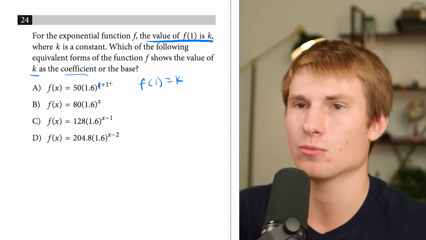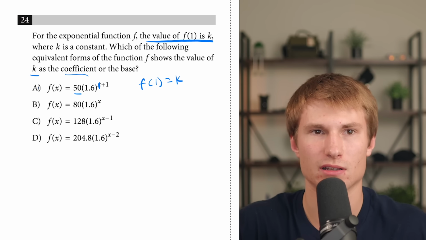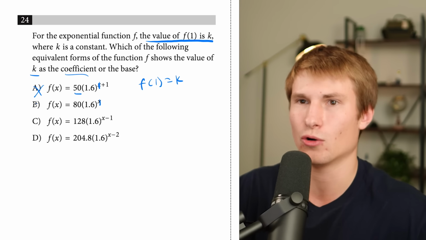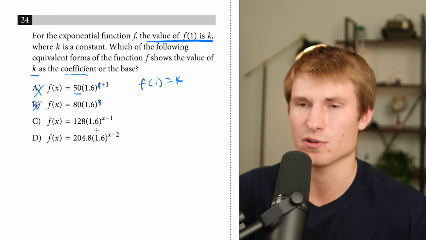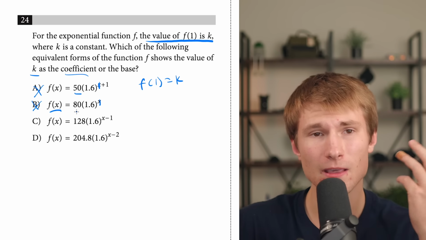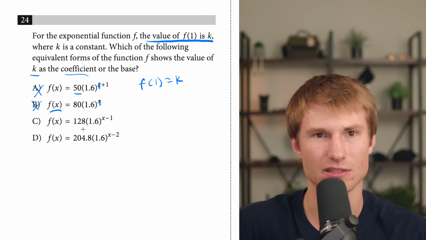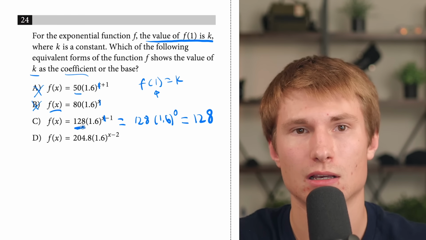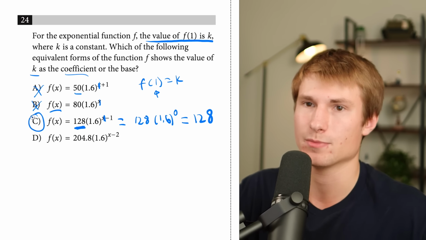Okay, if we put in 1 here, we have 1.6 squared times 50. That's impossible for that to equal anything that's a coefficient or base. And option A, same thing. In B, it's 80 times 1.6 to the power of 1. There's no way that can equal a coefficient or base in that function. And then option C, we have 128 times 1.6 to the power of 1 minus 1. Keep in mind, I'm getting this 1 from f of 1 equals k. 1 minus 1 would put the power of 0 on that 1.6. That'd be equal to 128 times 1.6 to the power of 0. 1.6 to the power of 0 is 1. So that would equal 128, which we see is a coefficient in that function. So our answer there has to be answer choice C.